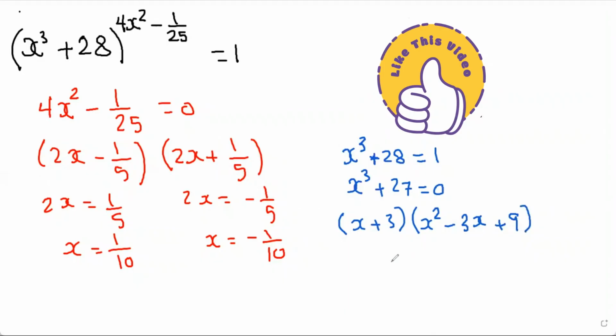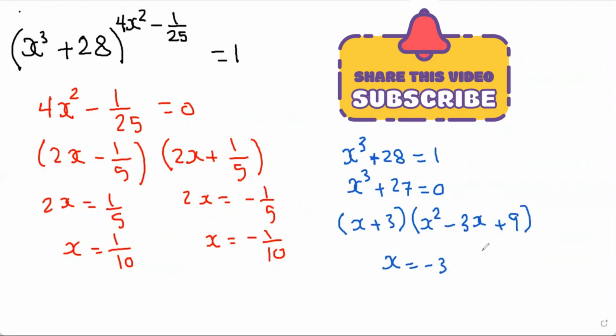Now from here, we're going to get x equals negative 3. But the x squared minus 3x plus 9 doesn't factor. So we're going to have no solution from that. Also, what you can do, you could just go x cubed plus 28 equals 1, and then move the 28 to the other side. You get x cubed equals negative 27, and cube root both sides, and you'll get x equals negative 3. That's one of the other things that you could do. And I think that's faster. Maybe we should have done it that way.